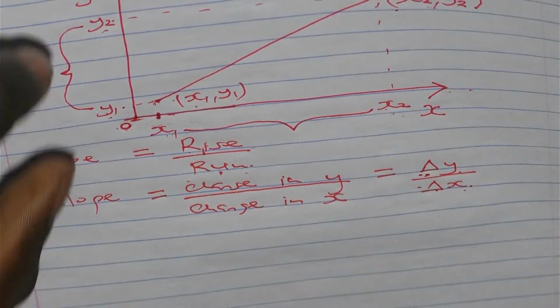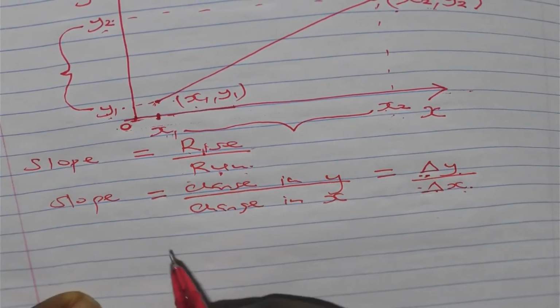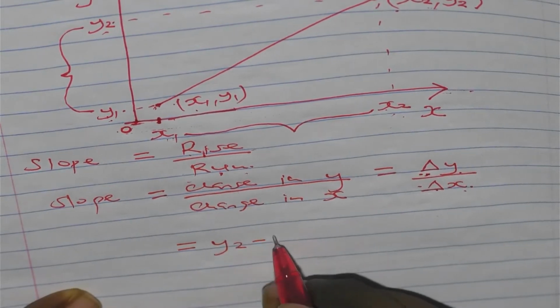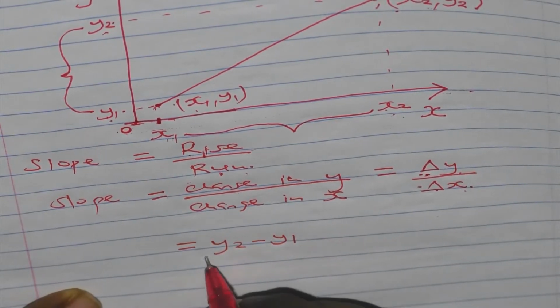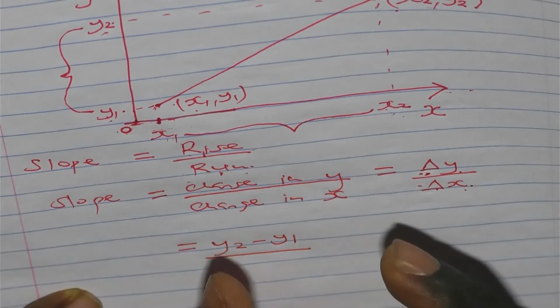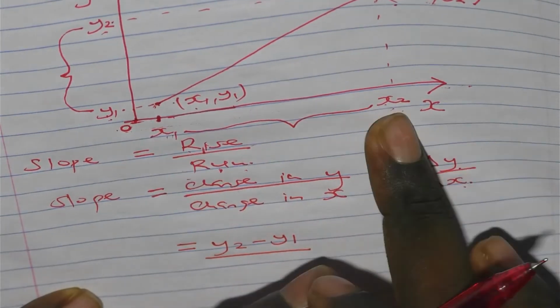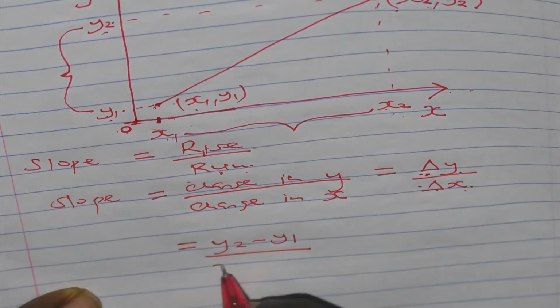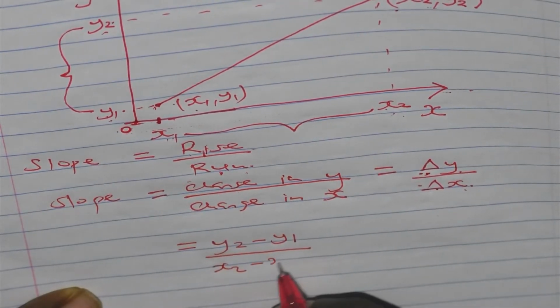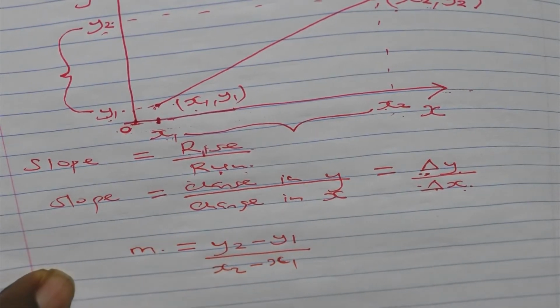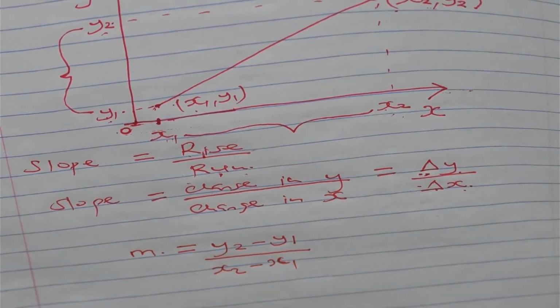Okay, so the difference in this distance is going to be the change in y, which is y2 minus y1, all over the difference in this distance, which is going to be what? x2 minus x1. That is going to give us our slope or our gradient. That is how we write it mathematically. We give it an m.